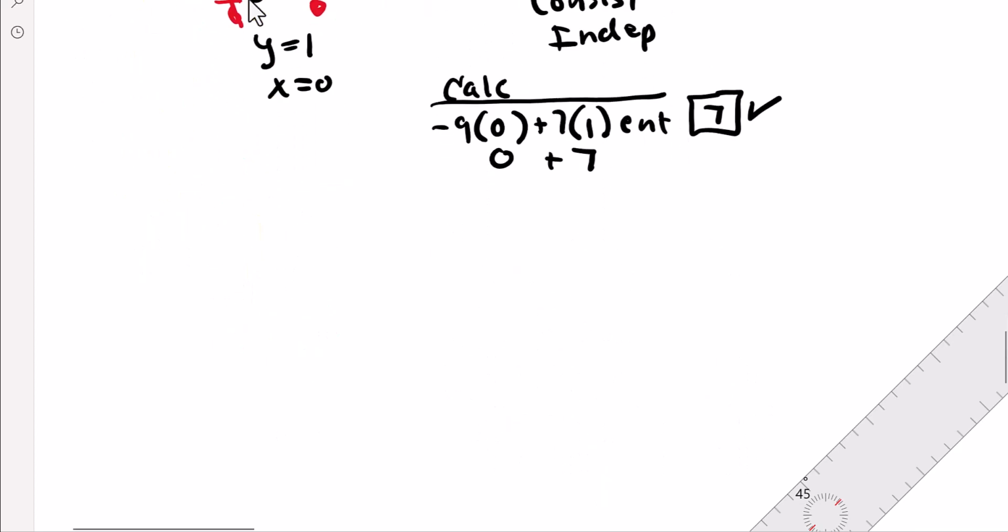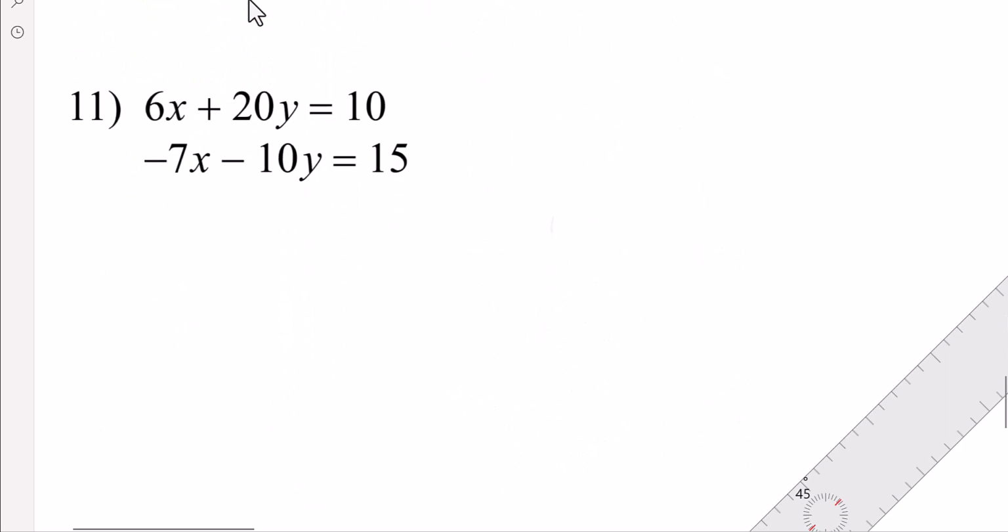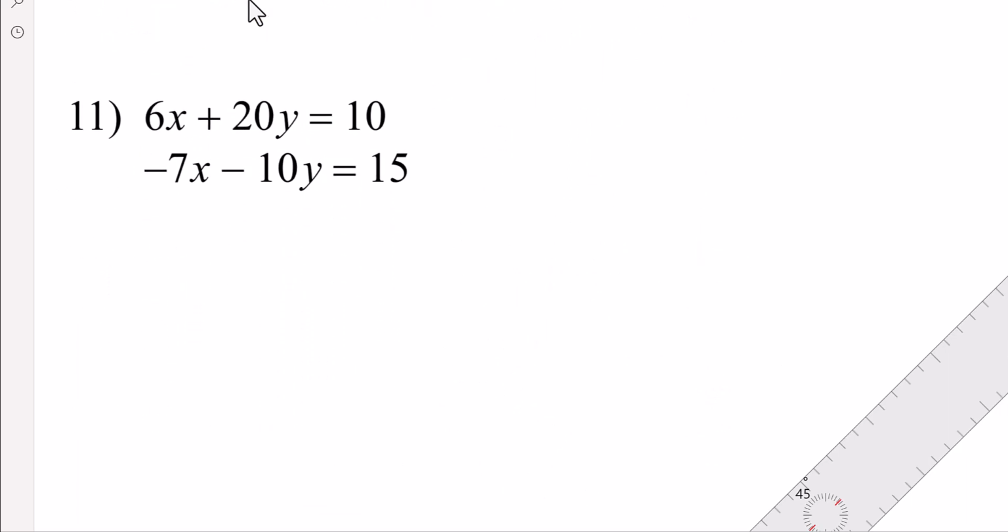All right. Now we have another system. Still doing elimination. Ooh, -6, +7 are not opposites. +20y and -10y are not opposites. However, 10 goes into 20. So if we multiply this whole row by 2, we'll have our -20.